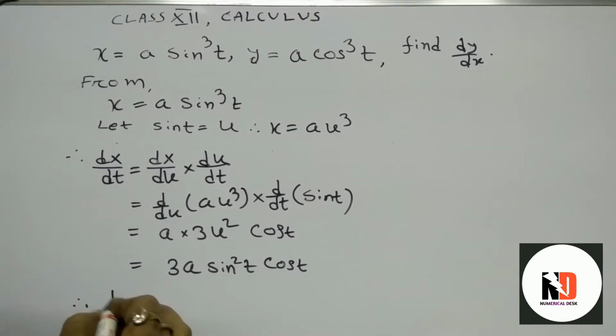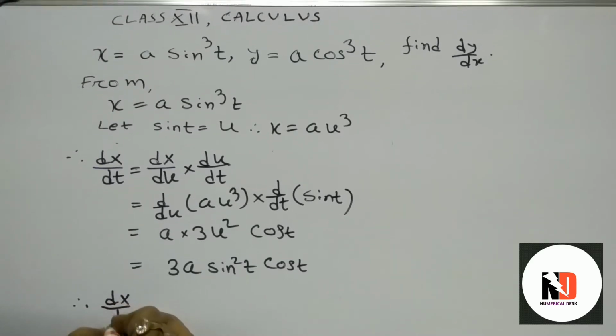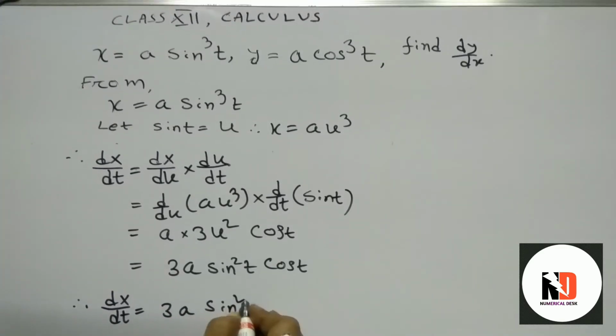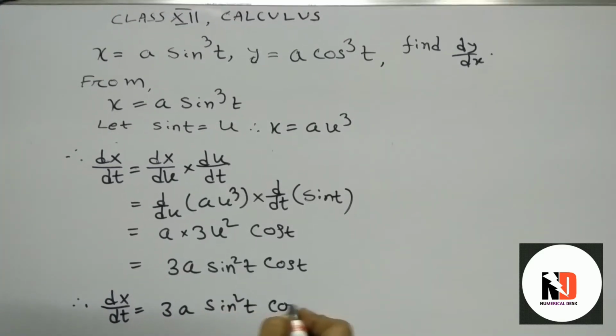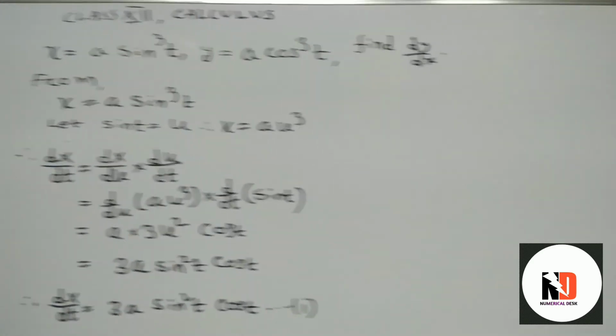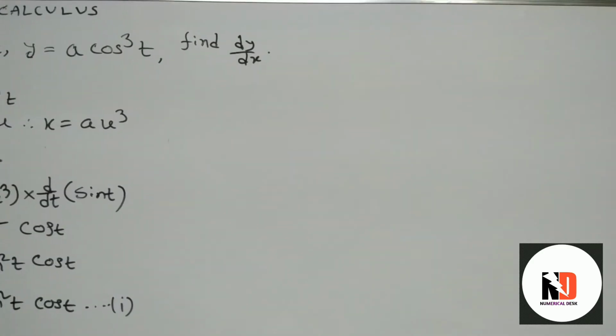So therefore dx by dt is equal to 3a sin square t cos t. So very simple, just multiply the part you have substituted. See the line above, dx by dt. So it is number 1.